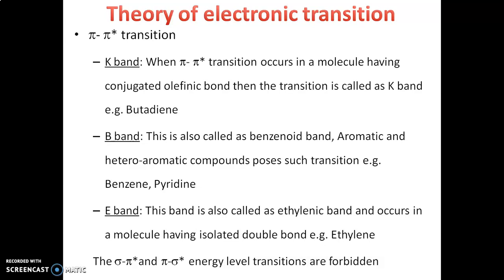E band. The E band will be shown by molecules consisting of an isolated double bond. So molecules consisting of isolated double bonds will show the E band, that means a pi to pi star transition which contributes the E band. So it is also called the ethylenic band. For example, ethylene, then propene. Such molecules will be responsible for the E band. Okay, so these are the different kinds of electronic transition that occur in a molecule. Thank you.